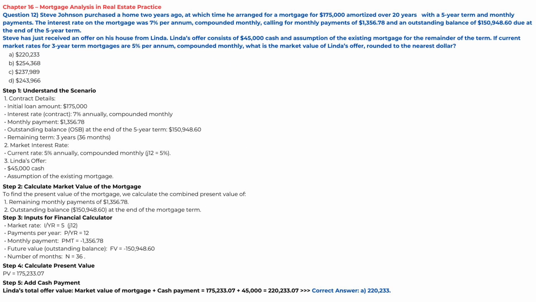Question 12. Steve Johnson purchased a home 2 years ago, at which time he arranged for a mortgage for $175,000, amortized over 20 years, with a 5-year term and monthly payments. The interest rate on the mortgage was 7% per annum, compounded monthly, calling for monthly payments of $1,356.78 and an outstanding balance of $150,948.60 due at the end of the 5-year term.